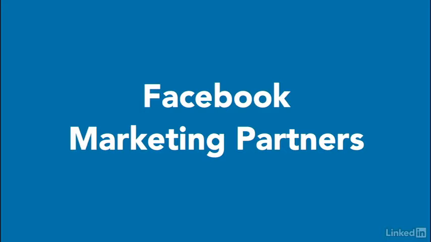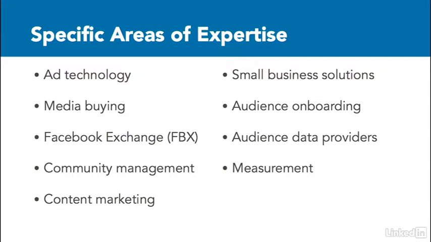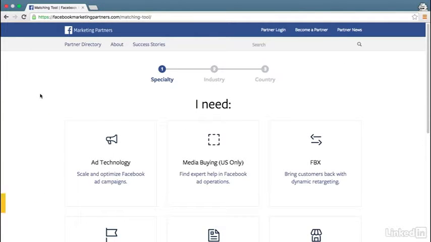When it comes to retargeting, if you're looking to do more than just the basics, you'll want to partner with a Facebook marketing partner. This program was created to help businesses scale their marketing efforts on Facebook. Here you can see the various areas of expertise these marketing partners have. Now, if you're looking for a marketing partner, Facebook does have a handy tool to search by specialty, country, and industry in order to find the best match. Once you head to the tool, you'll simply answer the questions, and Facebook will match you with some marketing partners that may be able to fit your needs.